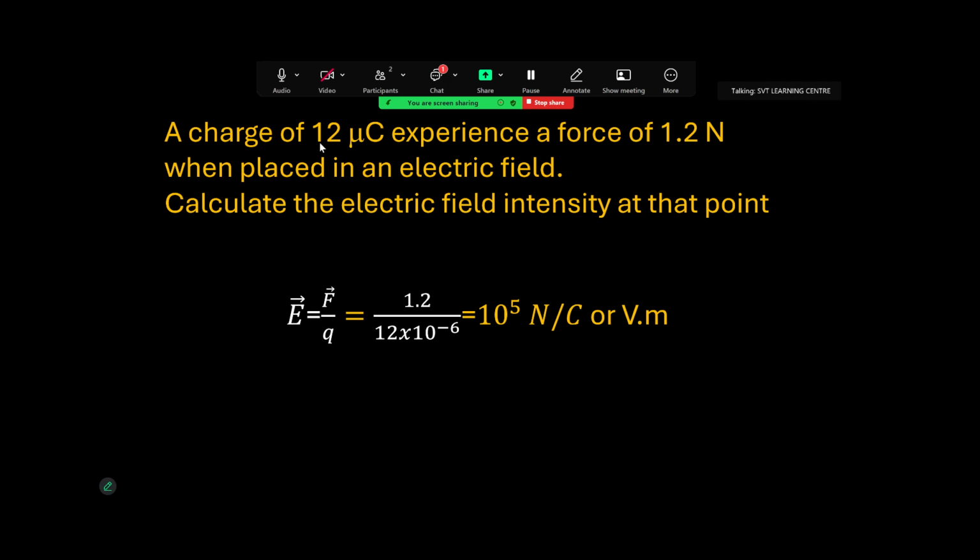Now, if a charge of 20 microcoulomb experiences a force of 1.2 Newton. Here you are given the force and you are given a charge. We have already done this exercise earlier. So electrical field is force upon charge. So 1.2 upon the charge will give you this much electrical field intensity.